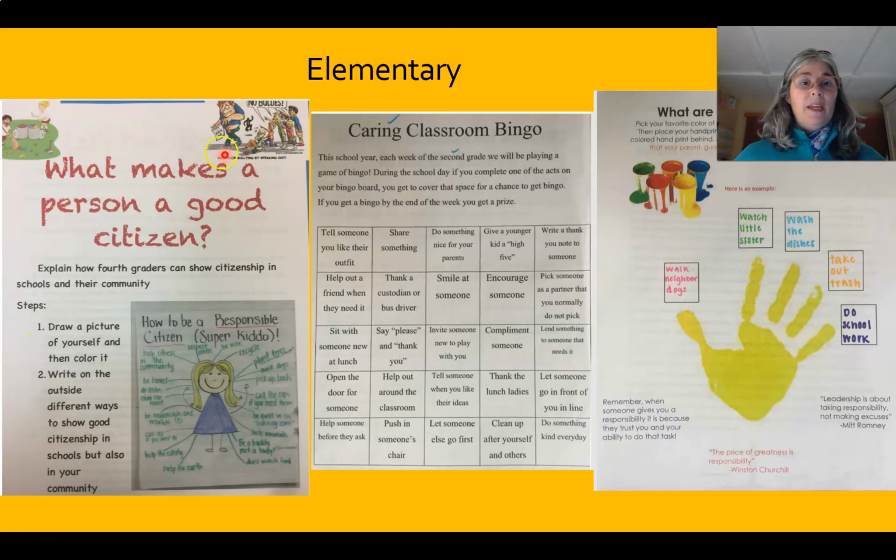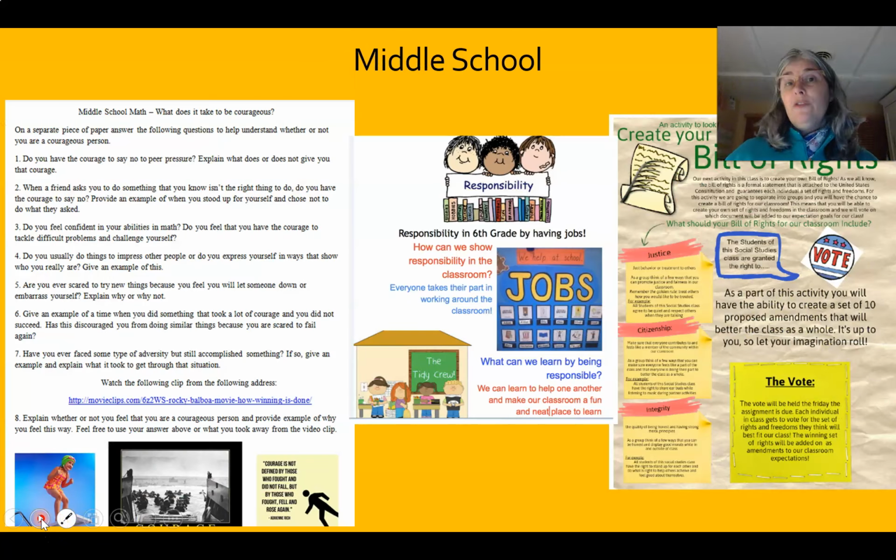So here we have what makes a good citizen, teaching about caring through a bingo game, going over responsibilities that students have. For middle school, we have a connection between math and courage. I love whenever you can connect the subject matter to the trait. Responsibility by having classroom jobs, or connecting it to a history class by having students create their own Bill of Rights.